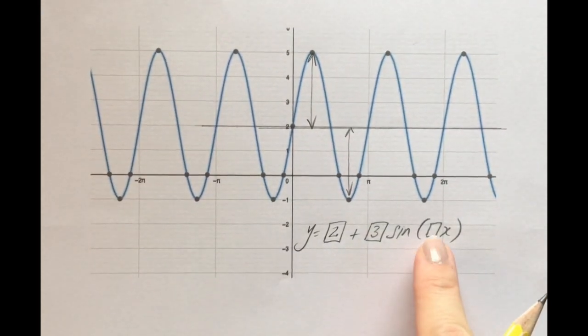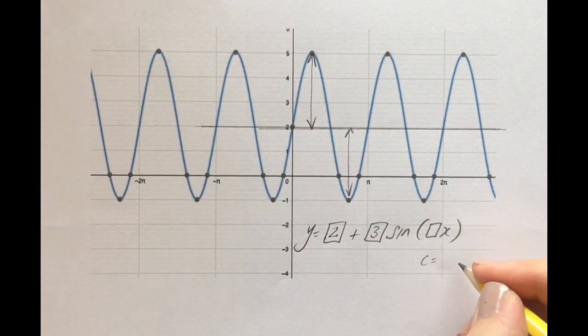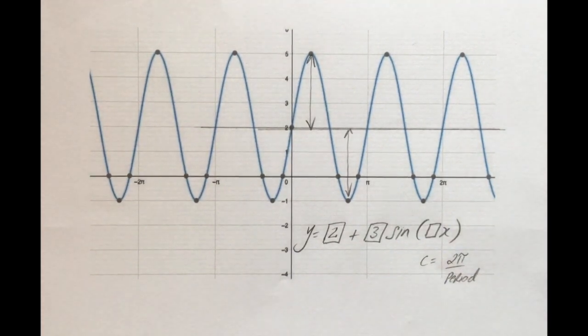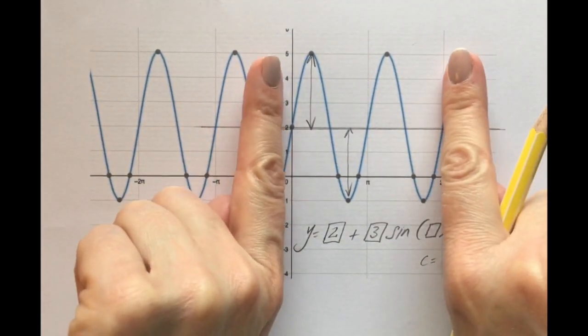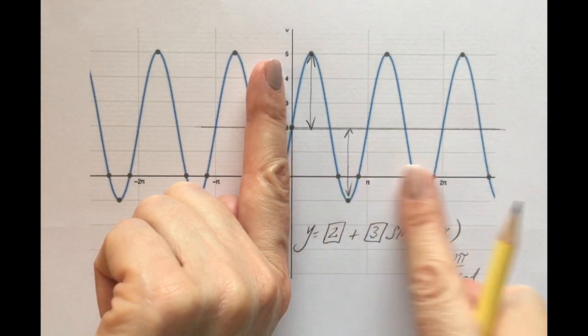And then we want to see, of course, about the C value. And remember, the C value is 2 pi divided by the period. Or if you want to look at your original 0 to 2 pi, your original period, of course, with the original sine x curve is 2 pi.